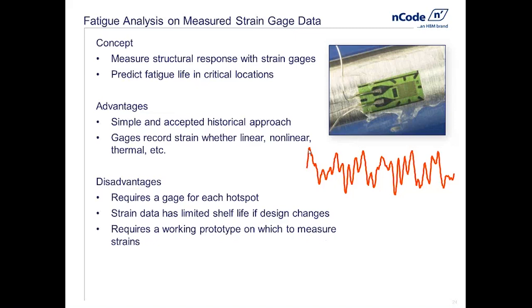The last downside to this approach is that we need to have a working prototype to measure strains on. This is the kind of thing that in modern engineering practice, every director of engineering or chief engineer or chief product development officer says, why do we have to build things just to show that they break? Why do we have to build prototypes just to test them? We prefer not to do this.